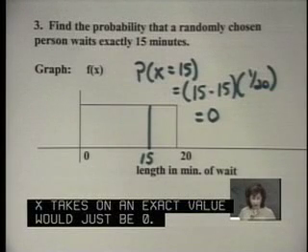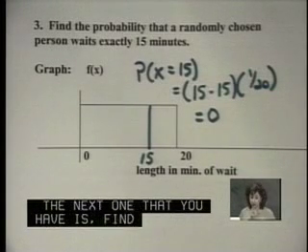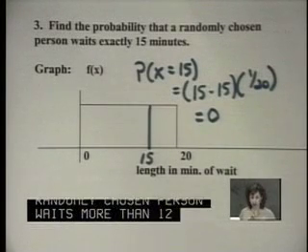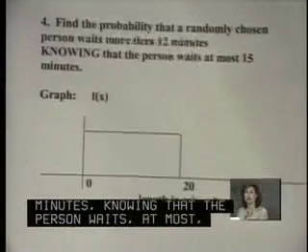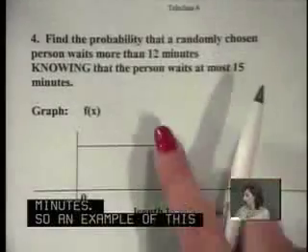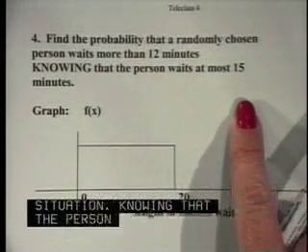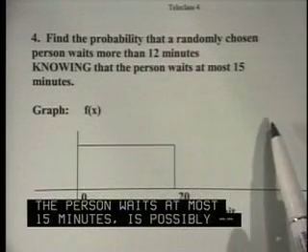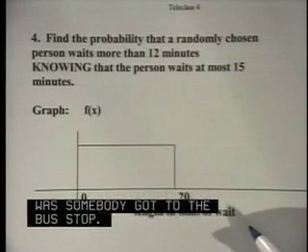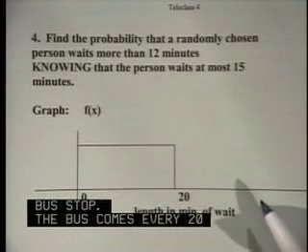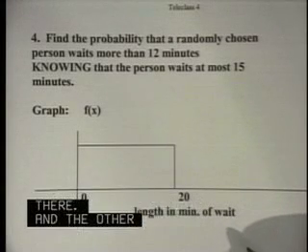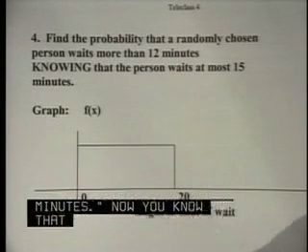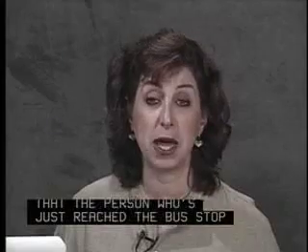The next one that you have is find the probability that a randomly chosen person waits more than 12 minutes, knowing that the person waits at most 15 minutes. So an example of this situation, knowing that the person waits at most 15 minutes, is possibly what happened was somebody got to the bus stop, the bus comes every 20 minutes, and another person is there, and the other person said, I already waited 5 minutes. Now you know that the person who's just reached the bus stop is not going to wait up to 20 minutes.